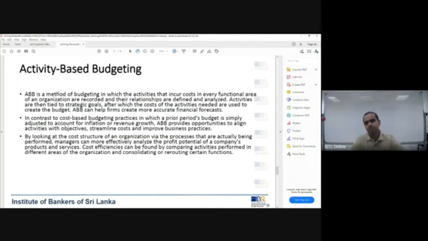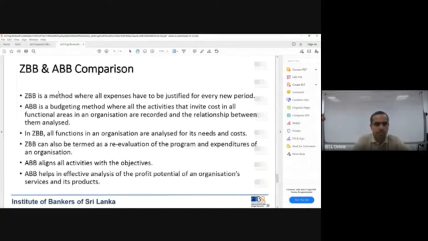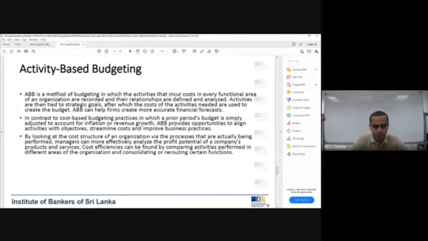Activity-based budgets. An activity-based budget is based on various activities. Now that might be a marketing budget, HR budget, sales budget, expenditure budget. So based on various activities, you can do a budget. That's called activity-based budgets.